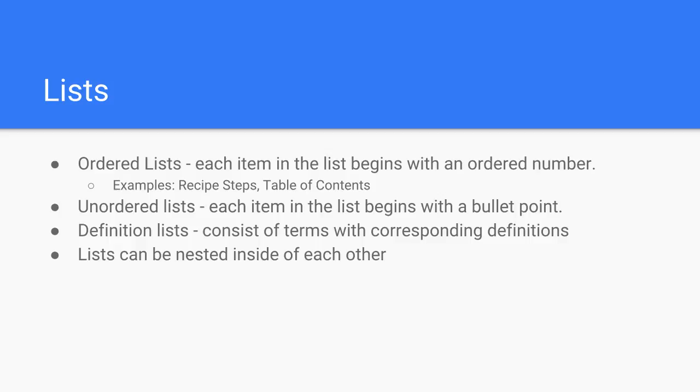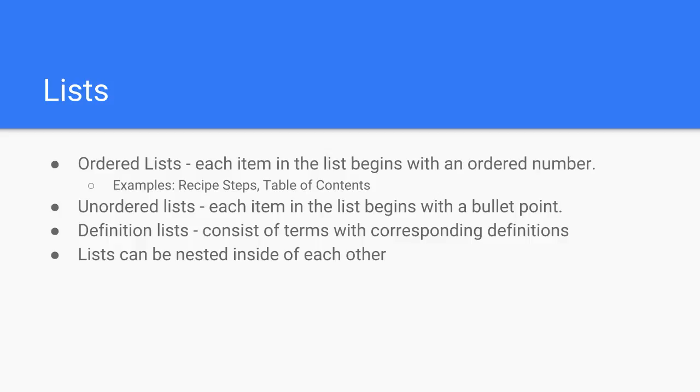Okay, lists. So we've got a couple different types of lists in HTML. One is ordered lists, where each item begins with a number. We can also change the type. It could be numbered by Roman numerals or some other order types, but think of something like recipe steps or a table of contents, where there's an order to your elements. That's what's going to be an ordered list. We also have unordered lists where each item begins with a bullet point, so the order doesn't really matter. They're not numbered, they're just bullet pointed.